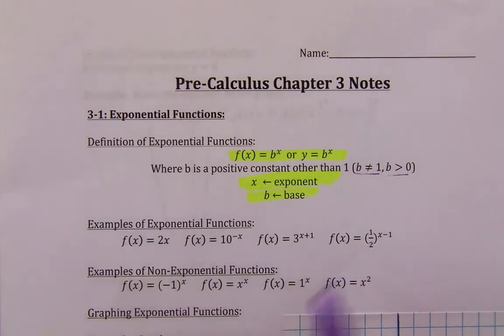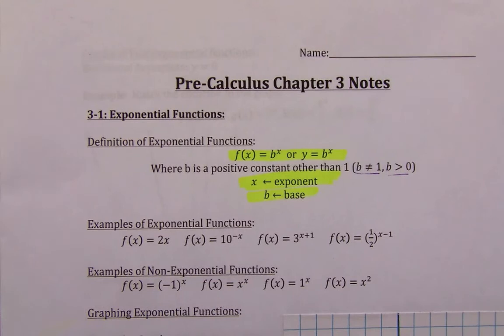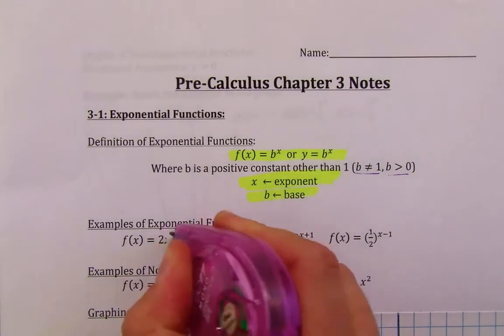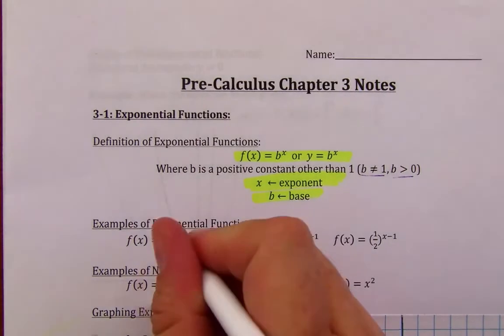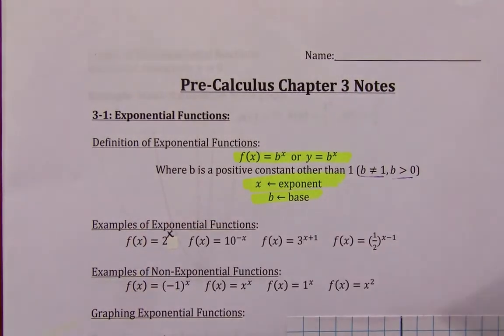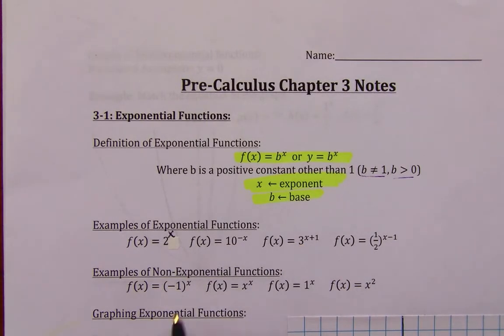These are just some examples of exponential functions. Actually, this one right here, x should be in the exponent, so this should be x squared, or 2x, like that. And this is an exponential function. All of these have the variable in the exponent. These are not exponential functions.